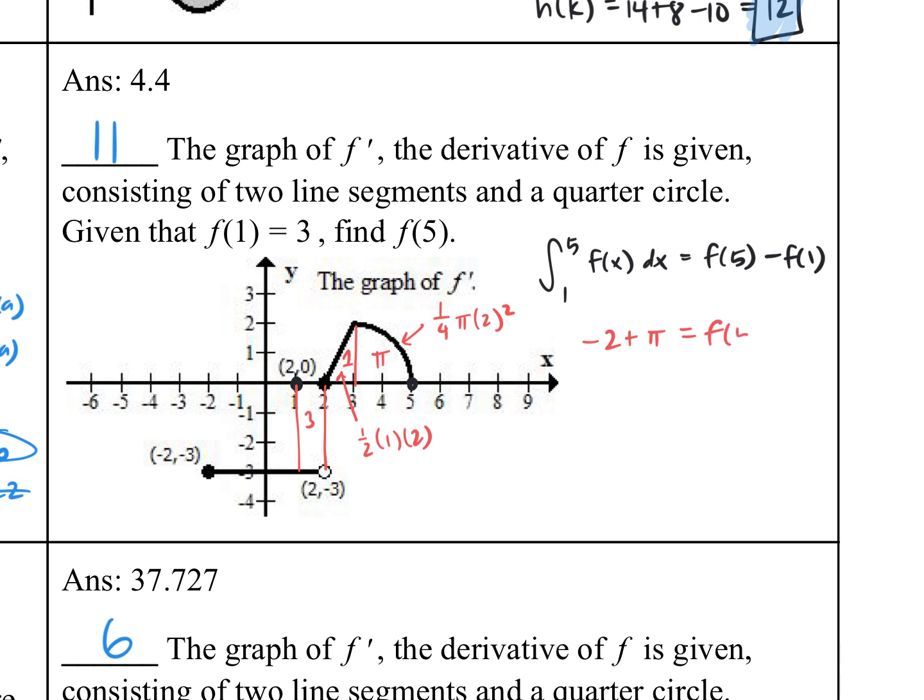f of 5 we don't know, but f of 1 is 3. So then I can add that 3 over, and I end up with 1 plus pi is equal to f of 5 for your answer.